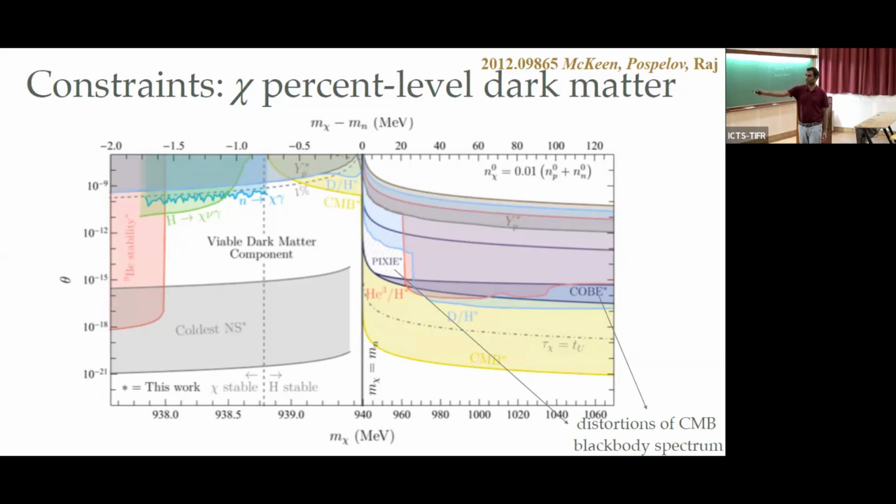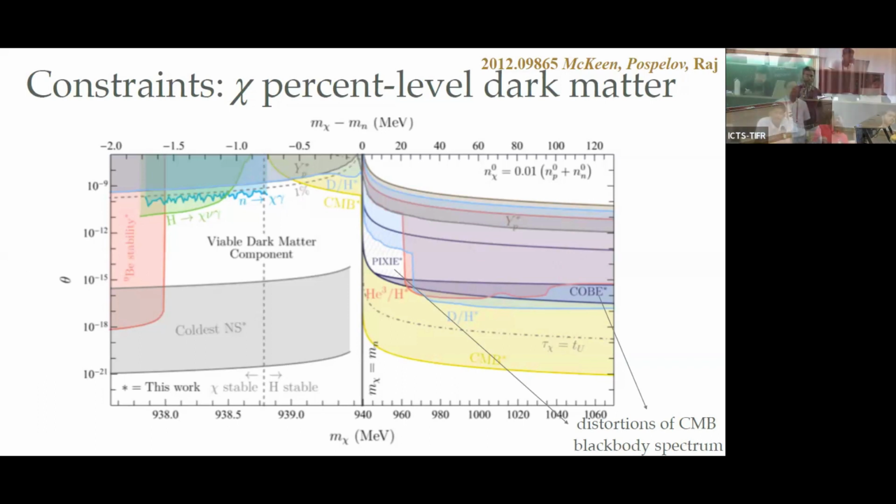I can keep going to the right as I go down. If the mass of this dark neutron is less than the mass of the proton, then yes, the proton can decay into this particle, and then we get a limit. Not just less than the proton, the proton has to go to the dark neutron plus an electron, or a proton plus an electron. Yeah, correct. So that's one limit.